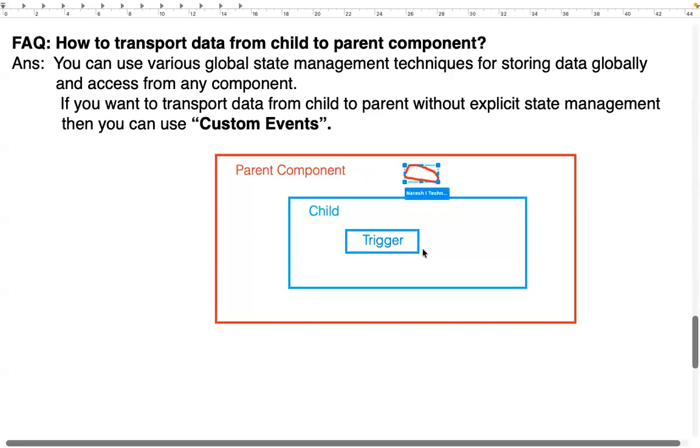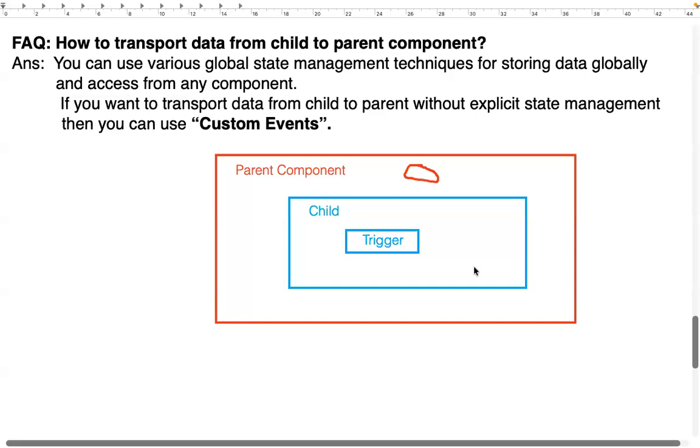This trigger is called a custom event. That means our child component needs one custom event, our own event. You have button click, change, blur; like that you can create your own events. In the same way you create your own component, you can create your own events. And through that event, you can transport the data. Let's see how. The target is sending data from child to parent.